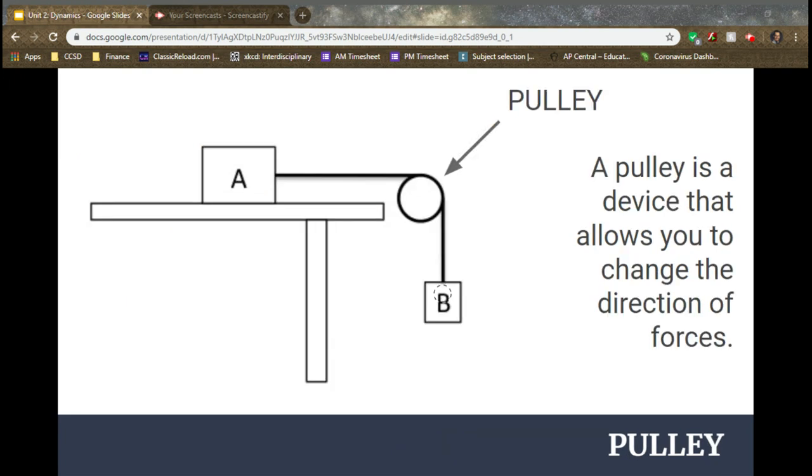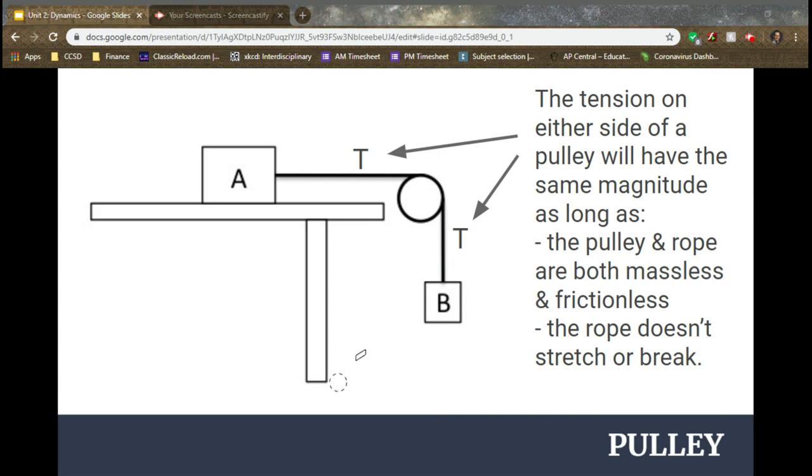Okay. All right. Let's talk about pulleys. Pulleys are very important. It's a device that rotates right here when a string's wrapped around it, and it allows you to change the direction of forces. All right, so gravity's going down here, and this allows us to pull block A horizontally, even though block B is moving vertically. So there's tension.